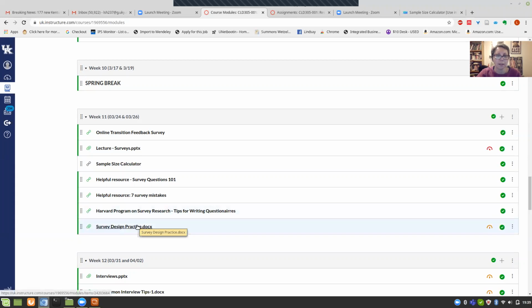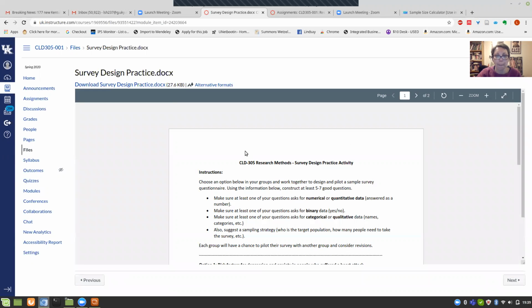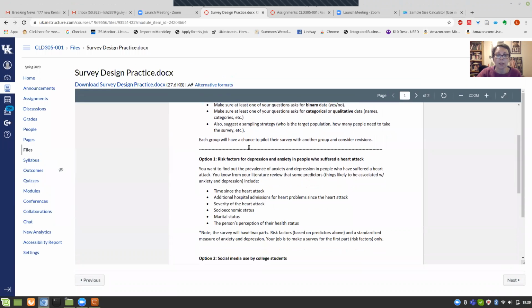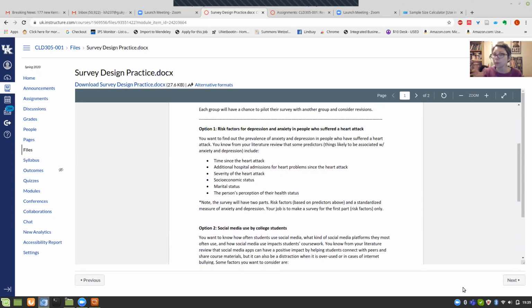The last thing here is just an optional. This is the activity that we normally would have done in class. I'll just open it up here so you can see a preview. So this sort of gives you a set of different possible research questions, and it sort of tells you the things that you want to cover in your survey. And so this normally is done in groups, and people get a chance to practice crafting survey questions that would get at these particular things.